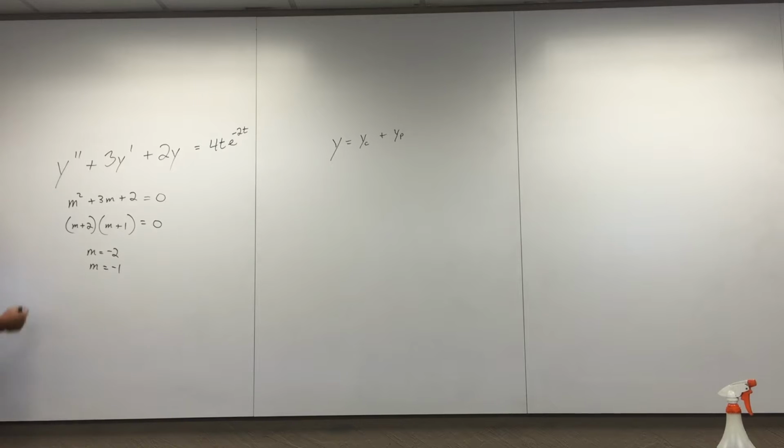The yc here is this answer, which is c1 e to the -2t plus c2 e to the -t. We get these two real roots, and this is how you write the answer when you have two real roots. I guess I am using t as the independent variable instead of x. Any questions? You guys okay? Pretty basic stuff.